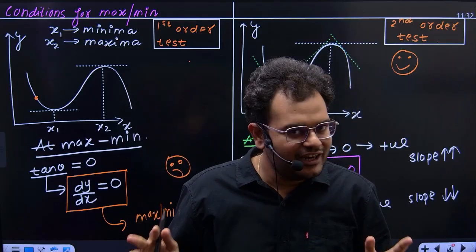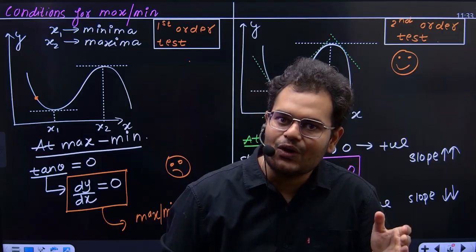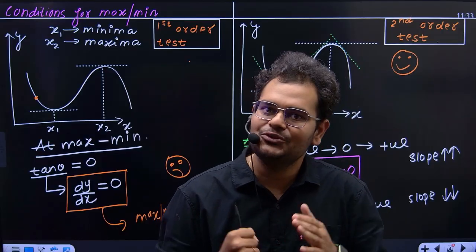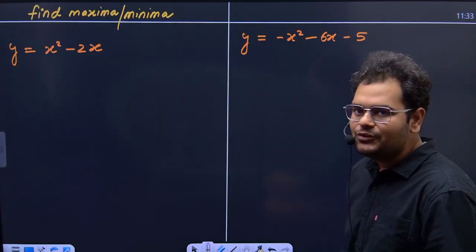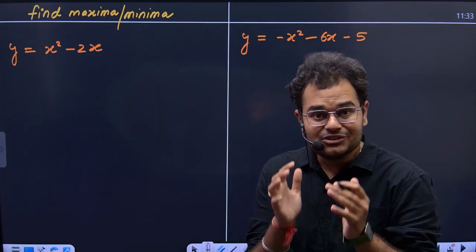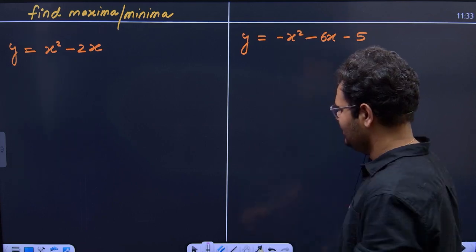So finally we have derived the two conditions. Now we are able to solve the questions. We are in the position to solve the questions. So let's begin. You have to take pen and paper because this is the most important part. Ultimately, in the exam we have to solve the questions.